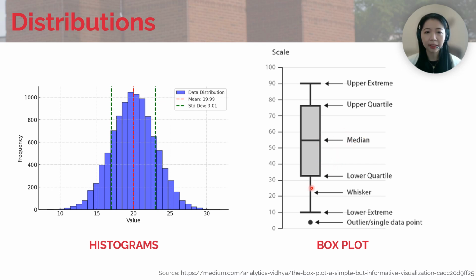So you can see there is a line extending from the box called whiskers, showing the general range, and the points outside these whiskers are called outliers. They mean the values that stand apart from the rest. And using box plots, we can identify typical values and extremes easily.